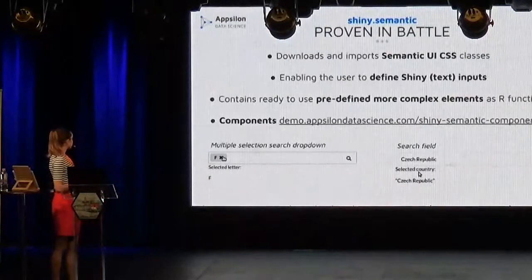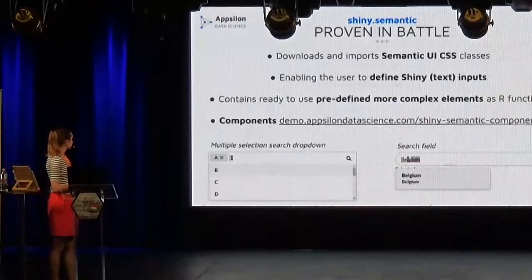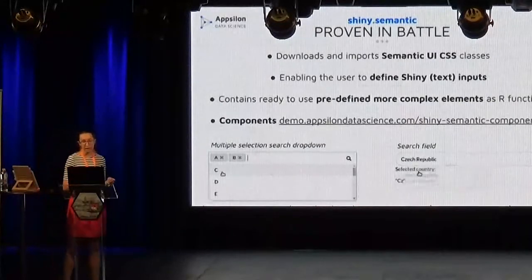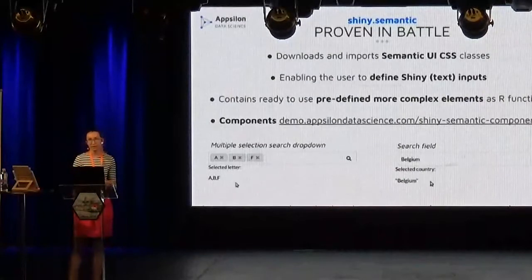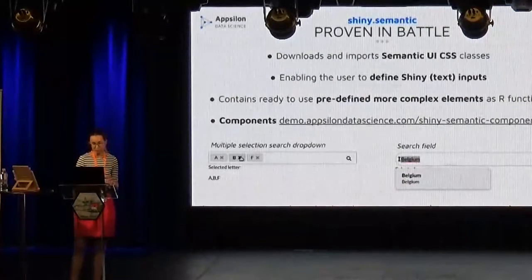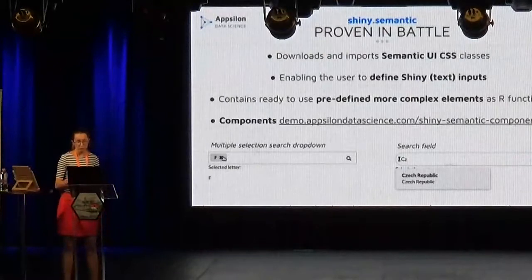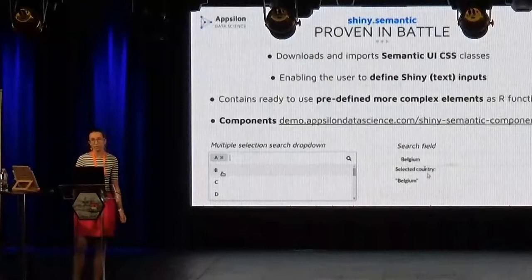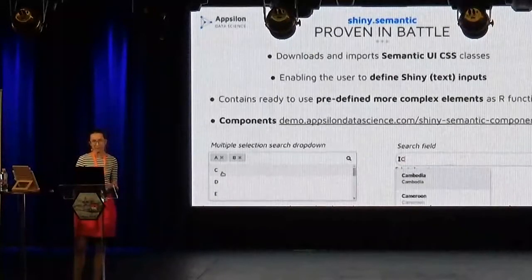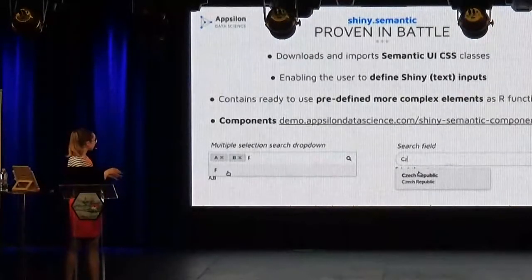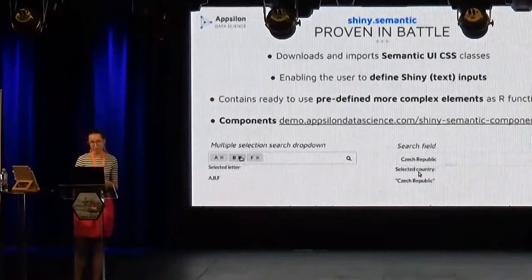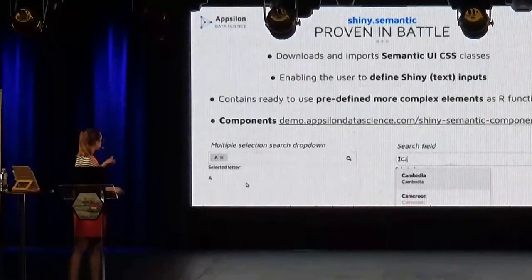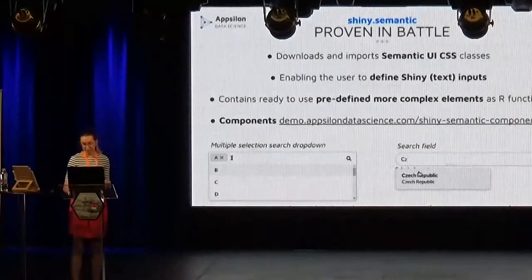It contains, for example, the multiple selection search dropdown and the search field, and both of them are optimized, so they allow you to use the server-side API, making them really fast. If you know selectize from Shiny, they allow for more or less similar performance. And if you're curious about more, we have a demo page displaying them.